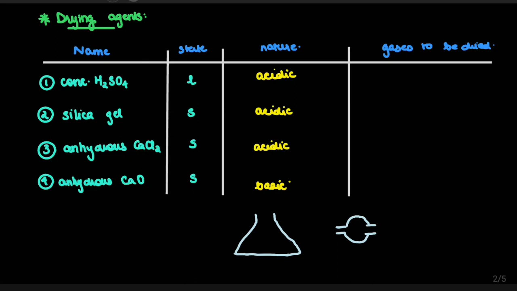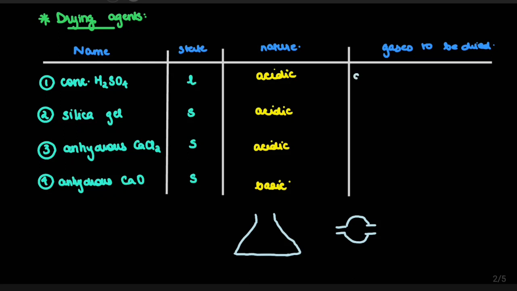Think about it just for a moment. For example, I have ammonia, which is an extremely basic gas, and I pass it through, let's say, concentrated sulfuric acid. Will I get a dry sample? The answer is no, because it will react. Ammonia being basic and concentrated sulfuric acid being acidic, they will react. So we can't use concentrated sulfuric acid for that. What can we use concentrated sulfuric acid for? For the collection of acidic or neutral gases.